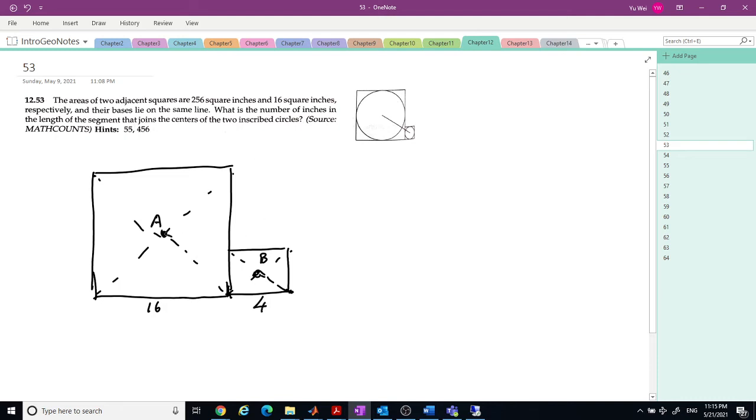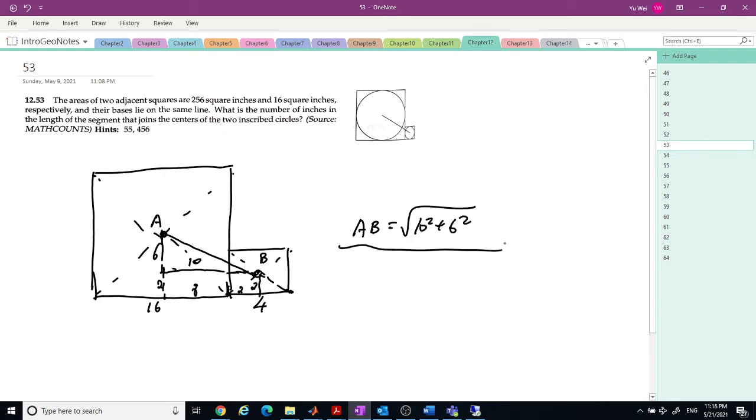So we want to calculate the length of AB. Okay, so this is very simple. We can land on here, then you can see it's 4 and the radius is 2, it's 16, right? So that's why this is 2 and this is 8, so this is 6. Now we can see 8 and 2, now this is 10. Okay, so now you know AB is equal to the square root of 10 squared plus 6 squared.